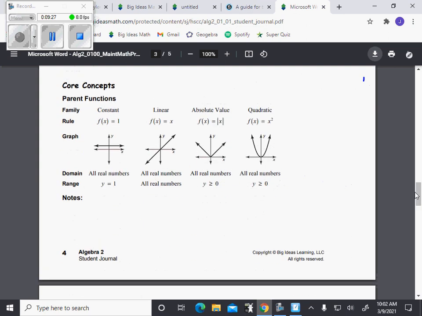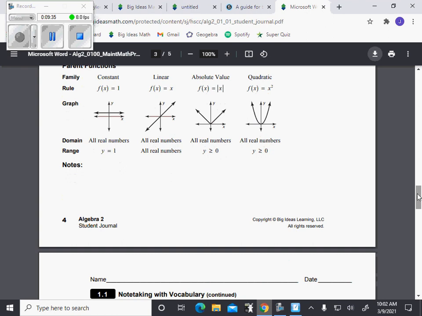Here are our parent functions. Our constant is f of x equals 1. Our linear, f of x equals x, absolute value f of x equals absolute value of x, f of x equals x squared for quadratic. Here it talks about the domain and the range.